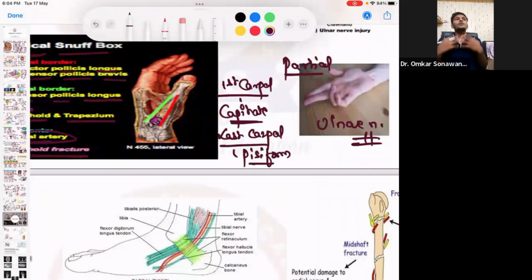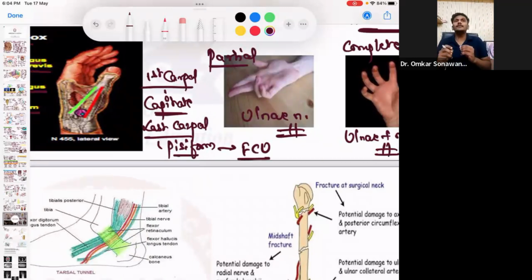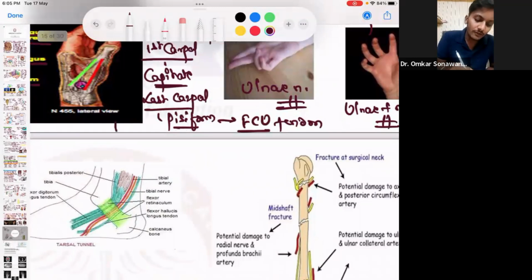Sesamoid bones are the bones which ossify in the tendon of a muscle. Pisiform ossifies in which tendon, anybody? Flexor carpi ulnaris. Pisiform ossifies in the flexor carpi ulnaris tendon. Remember, okay? And pisiform appears at around 10 to 12 years of age.